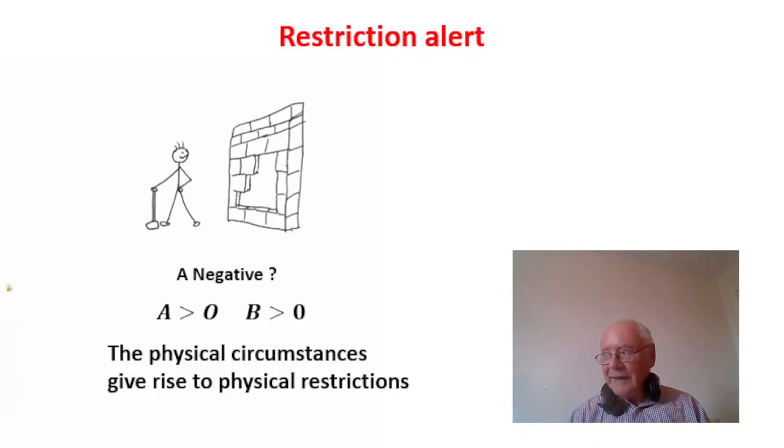Well, the first thing that I could say is because of the physical circumstances of the man running away from the wall, the A, the distance that he or she is traveling from the wall, cannot be negative. Similarly, the time, B, measured on a stopwatch, I'm going to start at when the person starts running from the wall, so B also cannot be less than 0. So the physical circumstances give rise to physical restrictions. The only way which A can be less than 0 is if the wall doesn't exist or there's a hole in it or something like that.